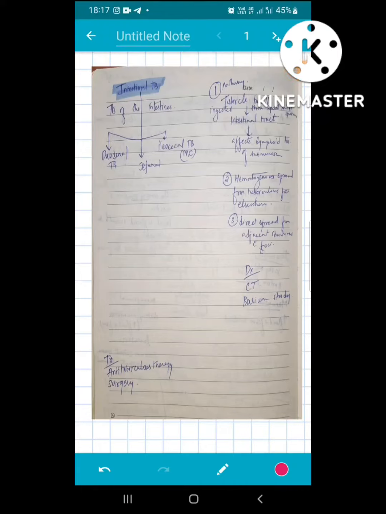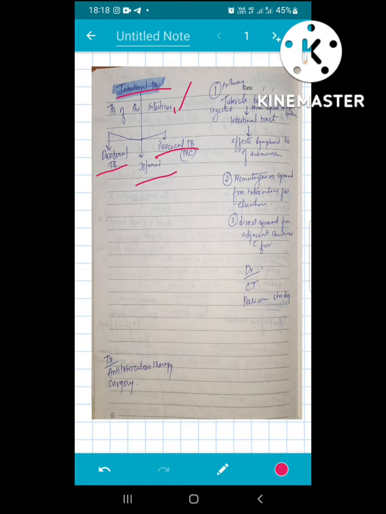So the next topic that we are going to talk about is intestinal TB. Intestinal TB is the TB of the intestines, tuberculosis of the intestines, and this can be duodenal TB, jejunal TB, or ileocecal tuberculosis. Ileocecal tuberculosis is the most common intestinal tuberculosis.